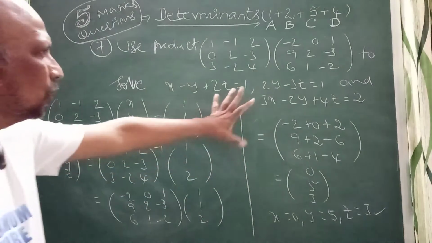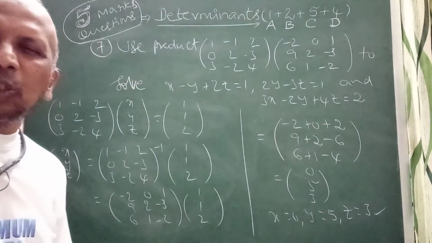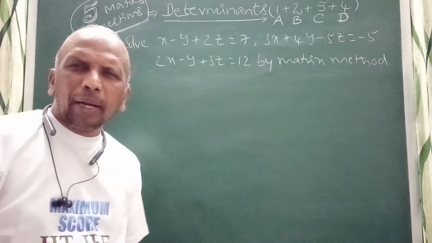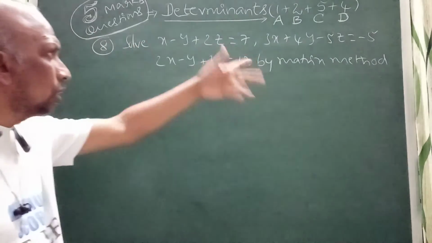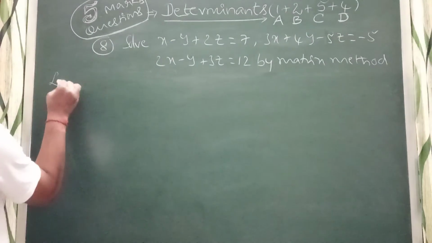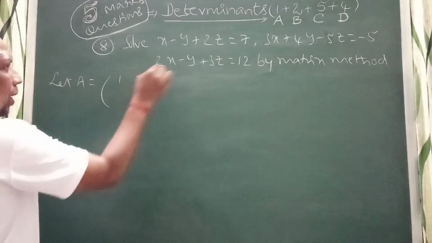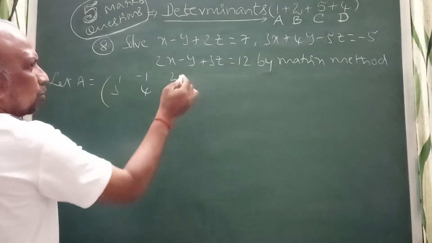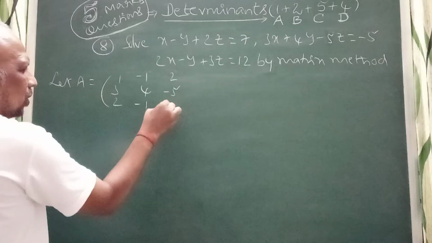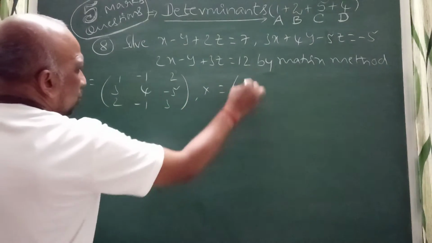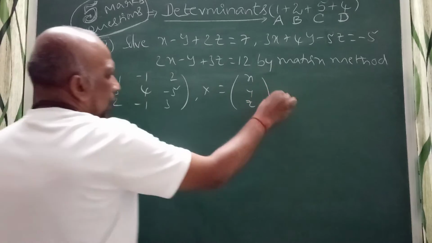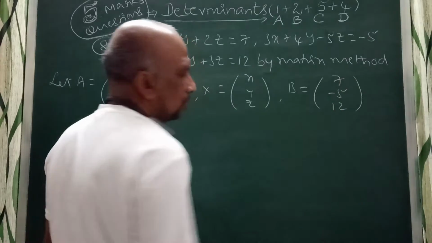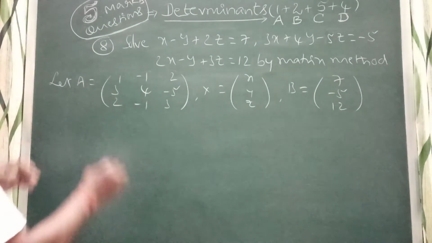It's a simple problem; you can easily solve it. Now we'll do the next one. We'll solve this problem by using the matrix method only. You should practice a number of problems to get a good score. Now you can see this one. Let A be the matrix 1 minus 1 2, 3 4 minus 5, 2 minus 1 3, X equal to x y z, and B equal to 7 minus 5 12. Correct?